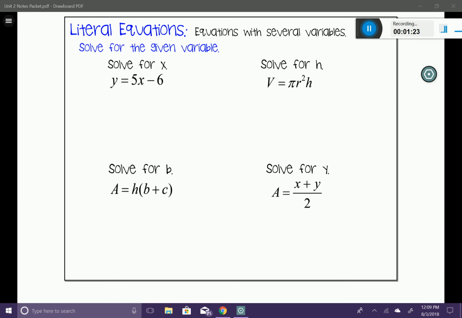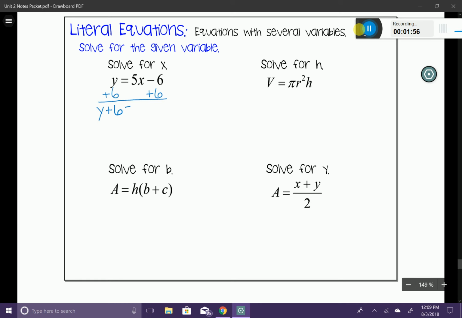Here's how you do that. I'm just going to work my way into the x. Just like solving an equation, I'm going to try to get that x isolated. I'm going to start, just like I would solve a two-step equation, by eliminating the negative 6. I'm going to eliminate it by adding 6 to both sides. I know this is going to feel weird, but I'm going to write y plus 6 over on the left here, and that's going to equal 5x. And my 6's are going to eliminate. I know that feels a little weird, but don't worry, we'll get used to it.